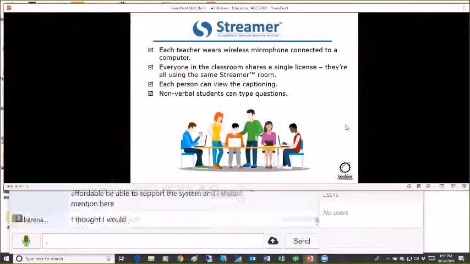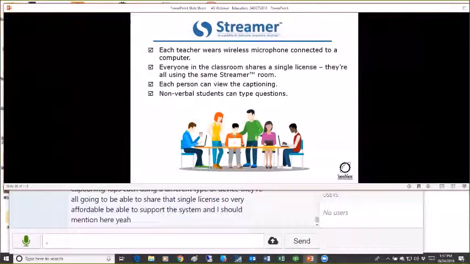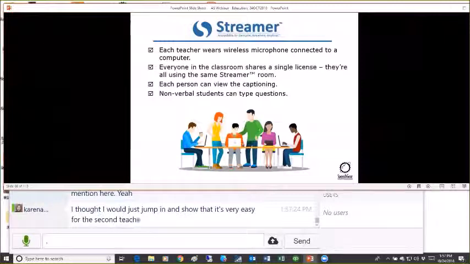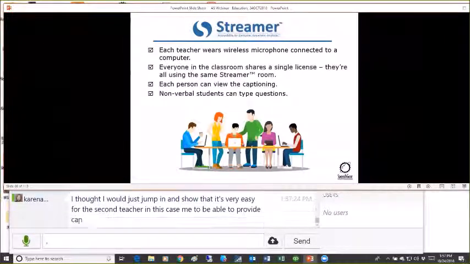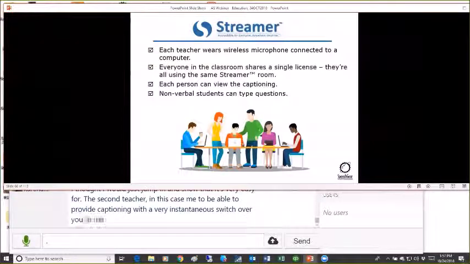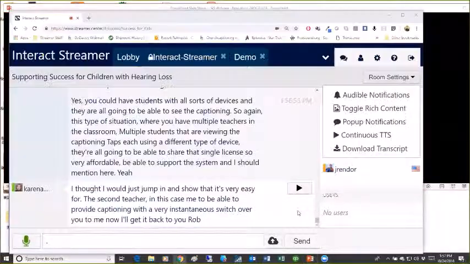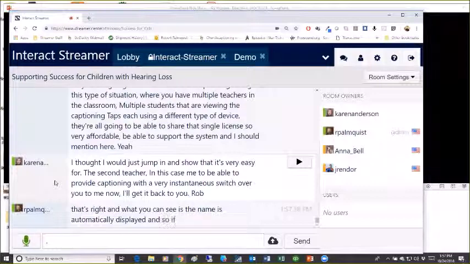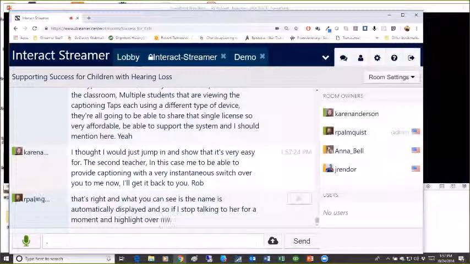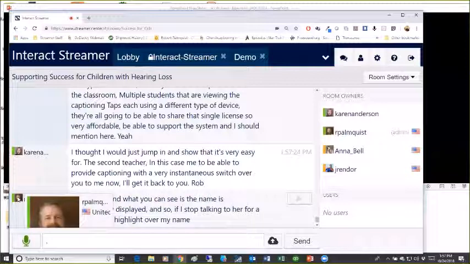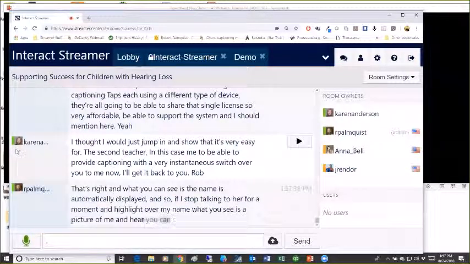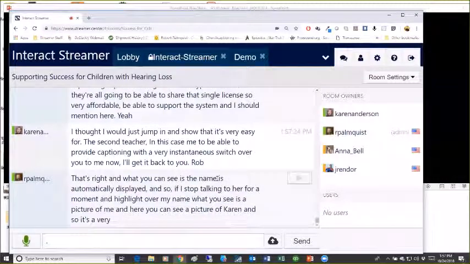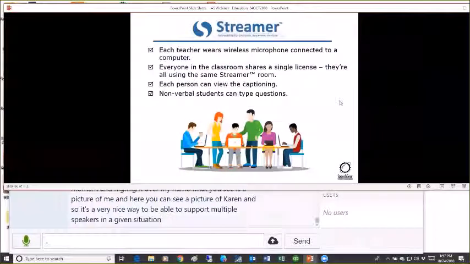I thought I would just jump in and show that it's very easy for this second teacher, in this case me, to be able to provide captioning with a very instantaneous switchover from you to me. Now I'll get it back to you, Rob. That's right, and what you can see is the name is automatically displayed. And so if I stop talking here for a moment and highlight over my name, what you see is a picture of me, and here you can see a picture of Karen. And so it's a very nice way to be able to support multiple speakers in a given situation. Thanks, Karen.